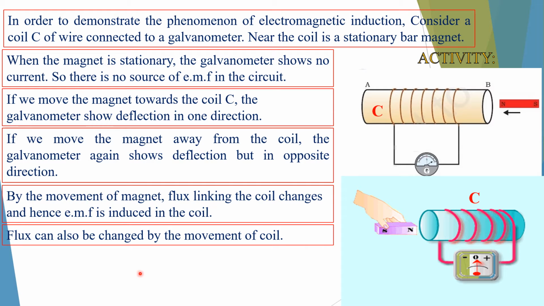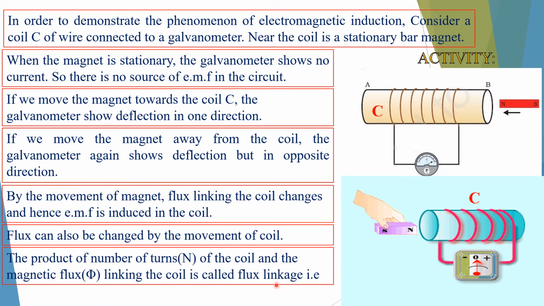The product of the number of turns of the coil and the magnetic flux phi linking the coil is called flux linkage. So flux linkage is equal to N times phi, where phi is the magnetic flux linking the coil and N is the number of turns of the coil. So we can move this magnet, or we can move this coil, to change the magnetic flux. In both cases, flux will be changed and we will have EMF through this coil.